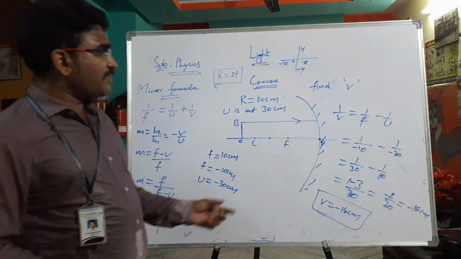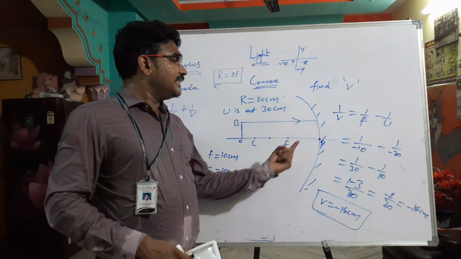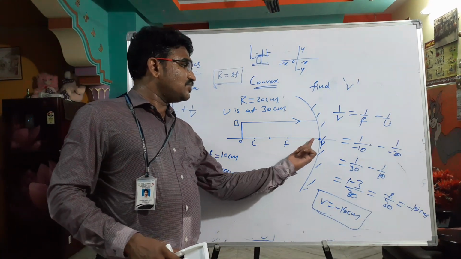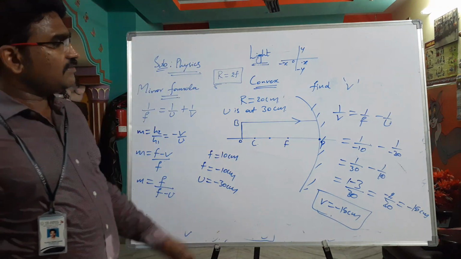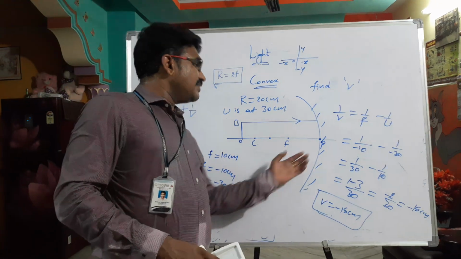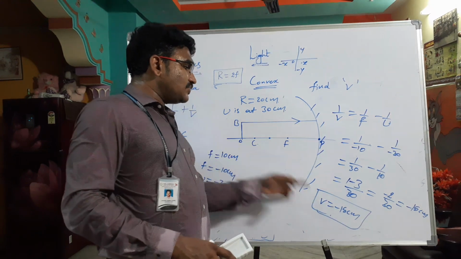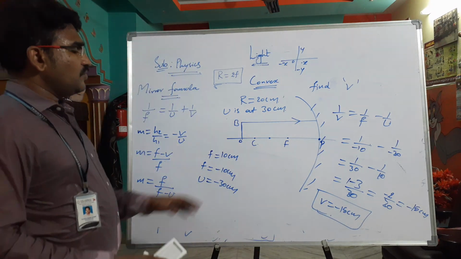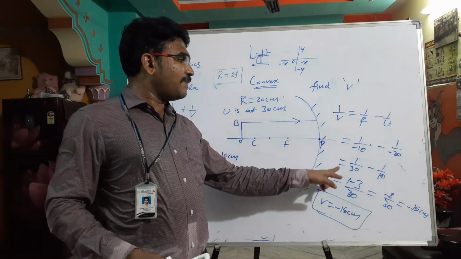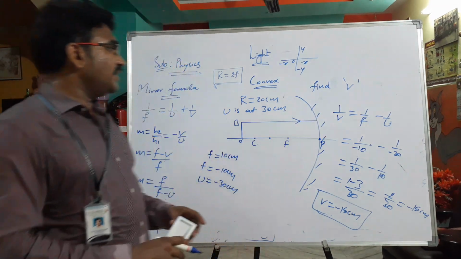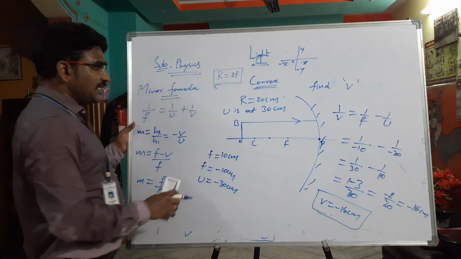V value is minus 15 centimeters, which means the image is negative. Is the image formed in front of the mirror or behind the mirror? In front of the mirror only. Because if the image is formed here, we are measuring in this direction, so V is negative. In this way we find whether V is positive or negative. So we don't directly apply whether V is positive or negative. Same problem, let us calculate in another way.